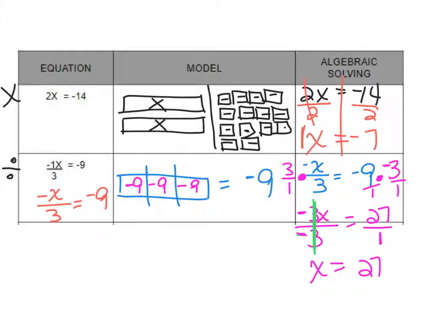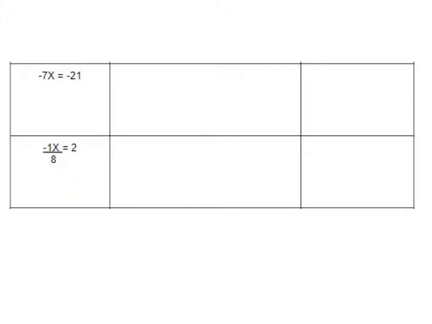I know this was confusing, but we're doing some more. Okay, so I'm going to do it again. So you have negative 7x is equal to negative 21. Is that a multiplication or division problem? Multiplication. Okay. And then the next one is division. Okay, so now we're going to go ahead and solve this.